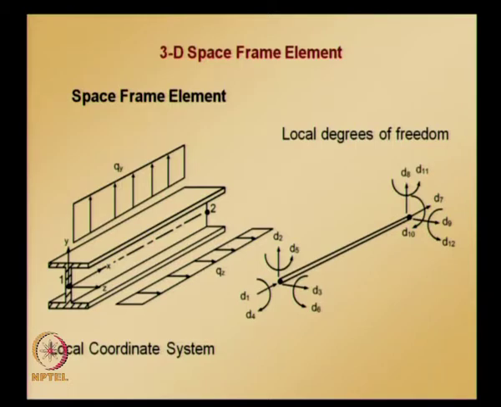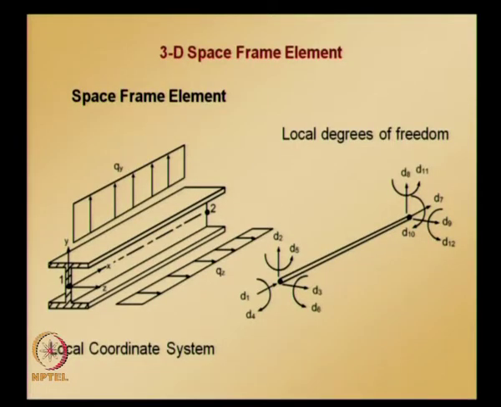Here what I mean by right hand rule is, if you put your thumb pointing in the positive direction of an axis, the direction in which your fingers curl indicates the positive direction for moment or rotation. Okay, so that is the right hand rule. So when the thumb of your right hand is pointing towards the positive coordinate direction, the curl of your fingers defines the positive direction for applied moments and rotations. Now the 3D space frame element is shown here in the local coordinate system, and all the local degrees of freedom are shown.